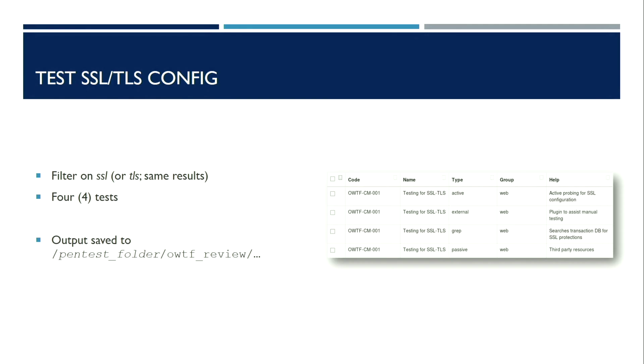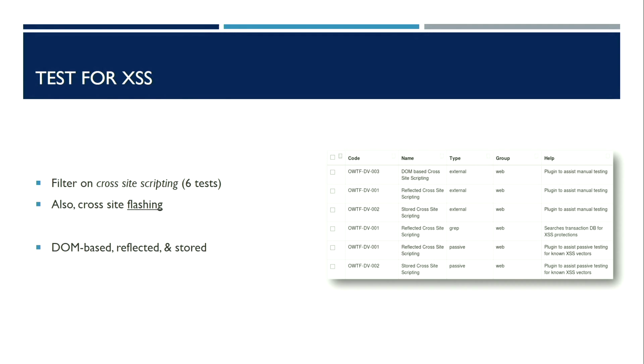And from a security perspective, if you were targeted by an actual sophisticated attacker, these four tests would tell you whether or not your SSL TLS is reasonably configured to protect against those attacks. So, protecting data in transit through encryption: if you type in either SSL or TLS in the filter, you'll get those options. Next, test for cross-site scripting. Filter on the words cross-site scripting, not XSS, and it'll pull back six different tests, which include DOM-based, reflected, and stored. So you'll be able to test there.